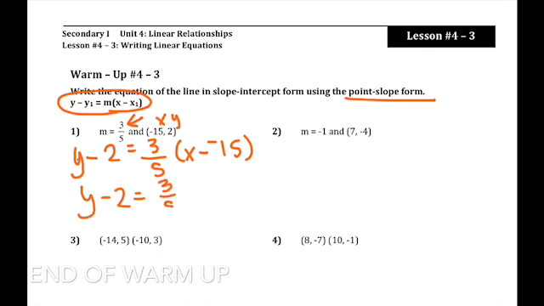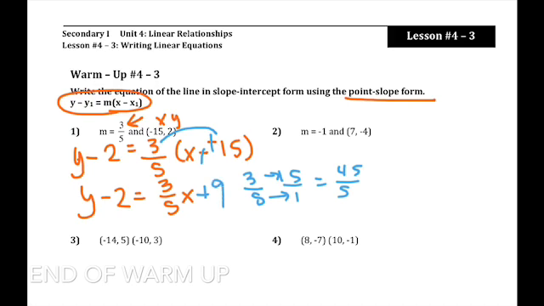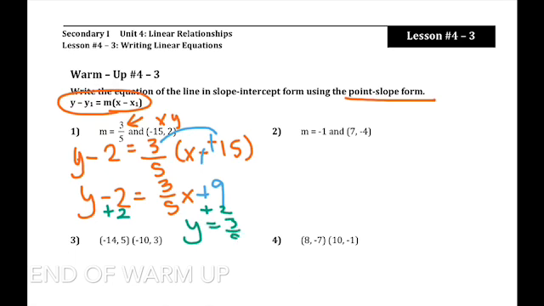And so I'll have 3/5 x. And then remember, when you have minus and negative, it's going to be positive. So 3/5 times 15. So 3/5 times 15 over 1. That's going to be 45 over 5, which is 9. And so that's what I've got so far. The only other thing we need to do now is we're going to add 2 to get y by itself, so it's in slope-intercept form. And so y is equal to 3/5 x plus 11.